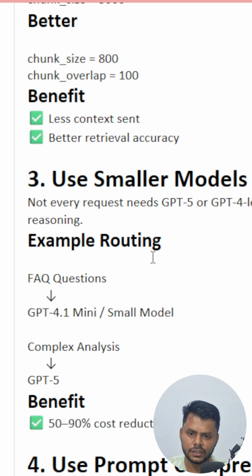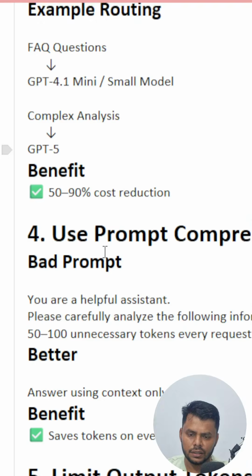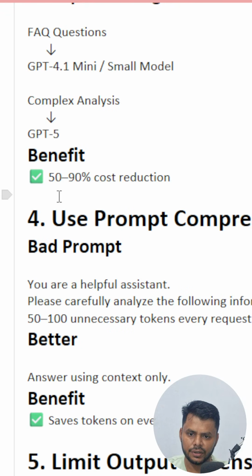Next is to use a smaller model. For the simpler application, we can use GPT-4.1 mini, and for the complex application we can use GPT-5. In that case we can reduce the cost by 50 to 90%.